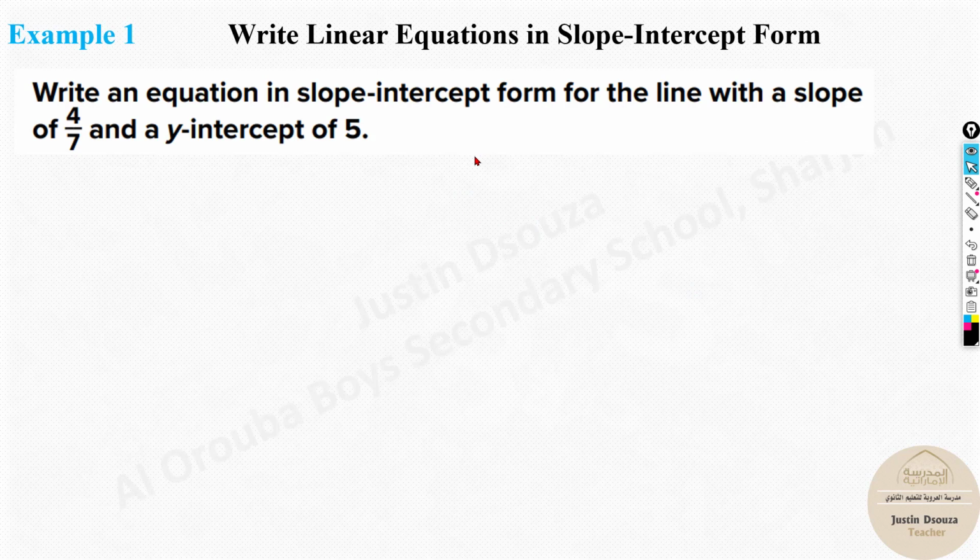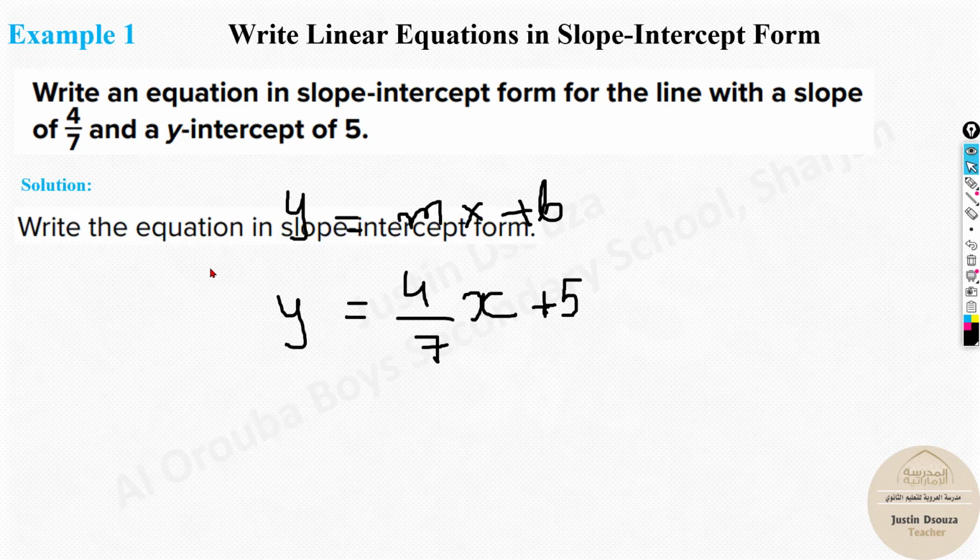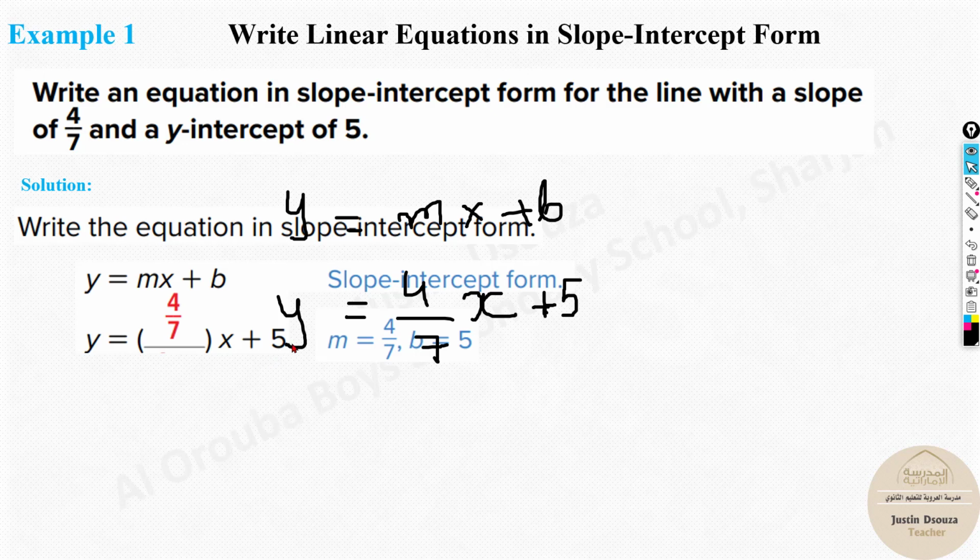The question is asking you to write an equation in slope-intercept form. Whenever you see this, let's write slope-intercept first. Y equals mx plus b. And now they have told the slope is given as 4 by 7. So m is 4 by 7. And the intercept b is 5. Always remember y and x will stay in terms of y and x only. This is the answer. The equation will have the slope of 4 by 7 and y-intercept of 5. So that is your answer: y equals 4 by 7x plus 5.